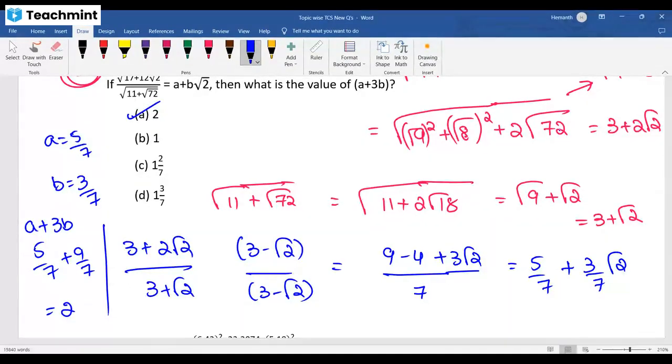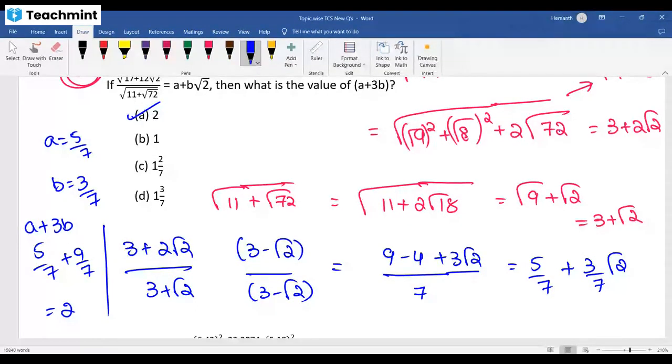Sir, how did you write this? That's all you need to think, dear. Root 11 plus root 72. I can write root 72 as root 4 into 18. Why do 4 into 18, sir? I want 2 outside. So when I write 4 into something, the 2 will come out. All this you need to think one step ahead. Excellent, next level question. Work on it.